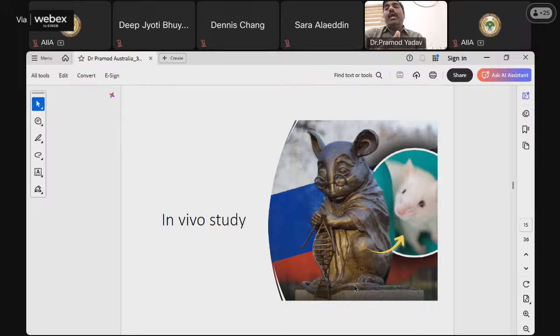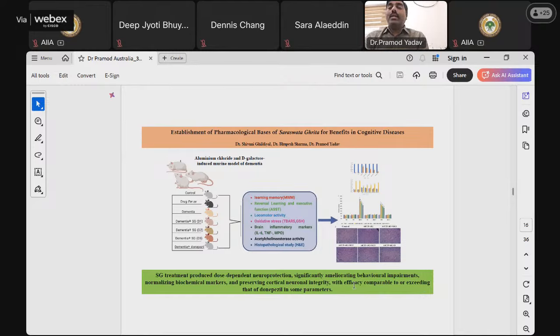So we took this formulation and carried out experimental studies on rats, where we induced Alzheimer's. In the rats, we induced Alzheimer's dementia specifically through aluminum chloride and D-galactose injections. We administered the Saraswata Grit, the lipid-based formulation, at different doses: low dose, medium dose, and high dose. We also kept one group with this formulation along with donepezil. We assessed the outcomes on the Morris water maze test for learning and memory. We also carried out the reversal learning and executive function test.